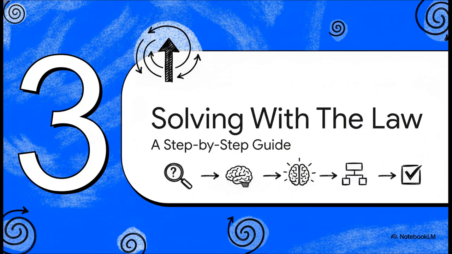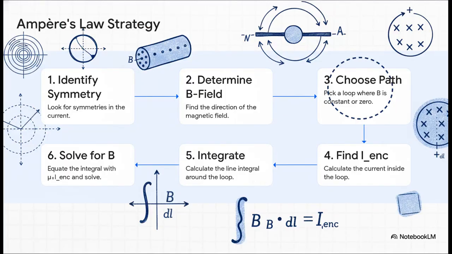Okay, so that's the theory. But how do we actually use this thing to solve a problem? Let's lay out a practical, step-by-step strategy. All right, here's your 6-step battle plan. First, and this is the most important one, you have to look for symmetry in the problem. If there's no symmetry, Ampere's law is probably not your friend. Then, figure out the direction of the B field, choose a really clever Amperian path that matches that symmetry, find the current inside your loop, calculate that integral, and finally set the two sides equal and solve for B.